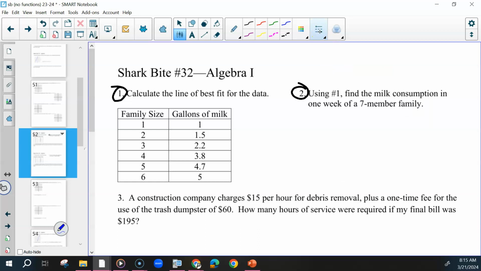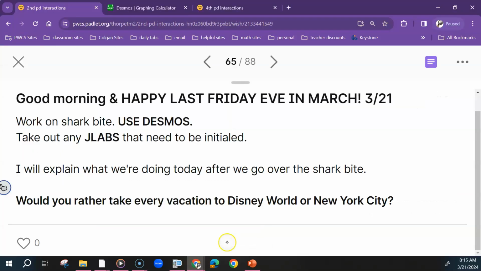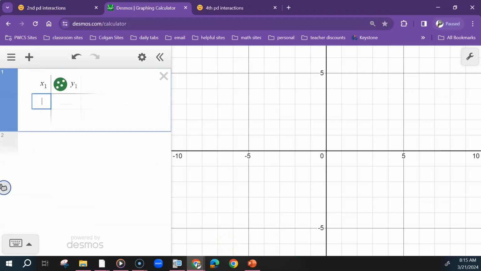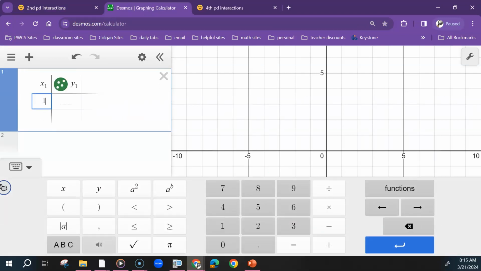Okay, to find the line of best fit, you need to do that in Desmos. You could have also done that in your calculator, but Desmos would have been the easier option. So if you put in a table, put in all of your data.